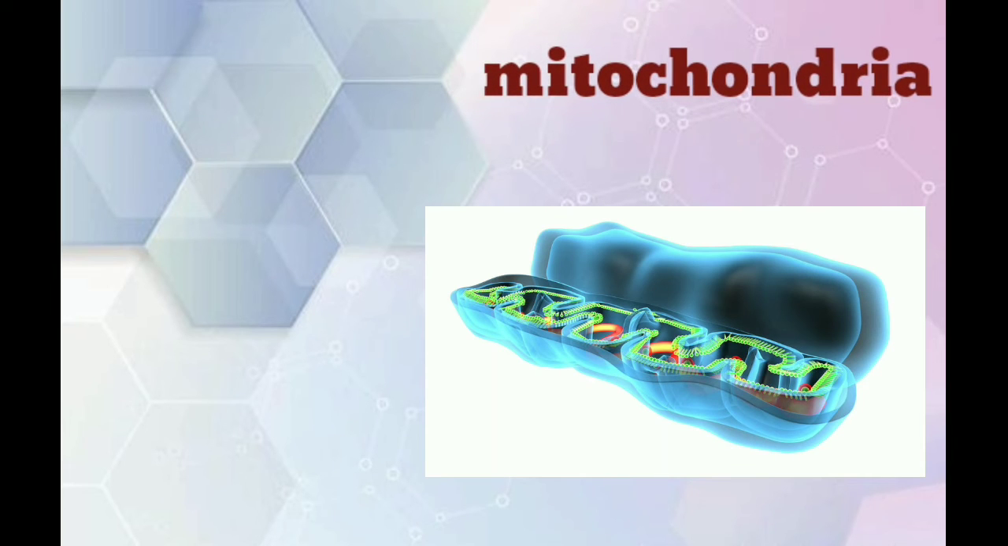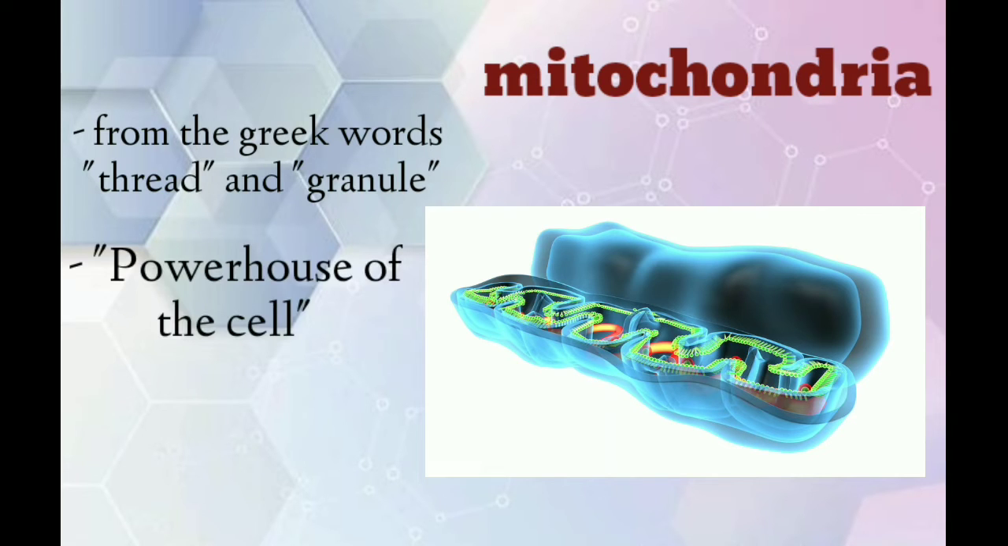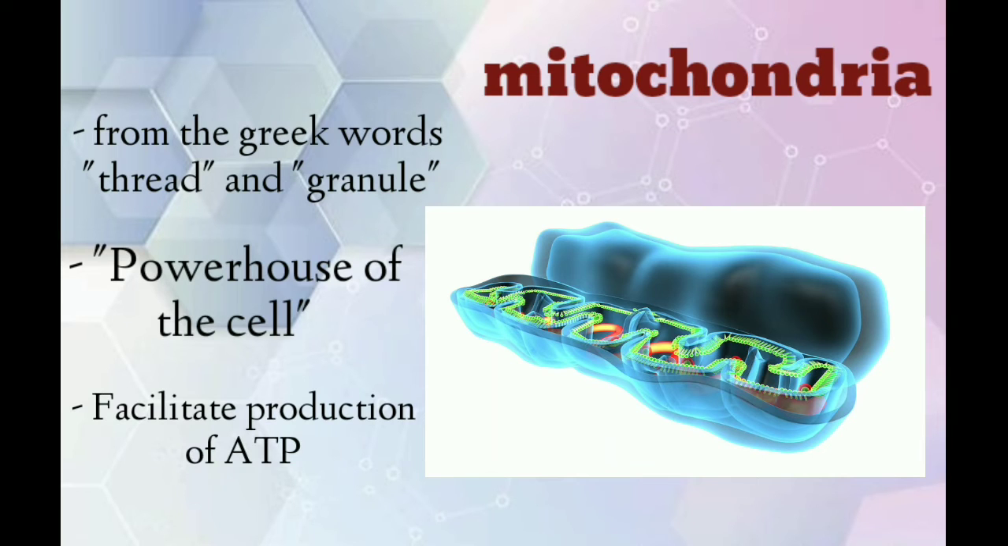Next is we have mitochondria. In singular form, it is called mitochondrion. Mitochondria are membrane-bound organelles found in the cells of most eukaryotic organisms. It is named after the Greek words for thread and granule. Mitochondria are sometimes referred to as the powerhouse of the cell, as they produce most of the energy within a cell. Mitochondria facilitate the production of ATP, the main source of chemical energy in living organisms.